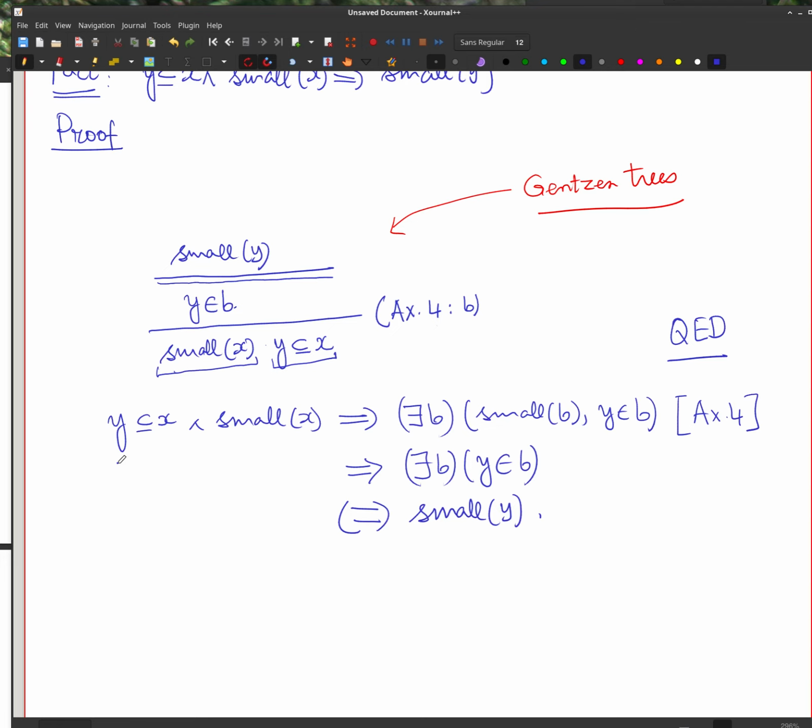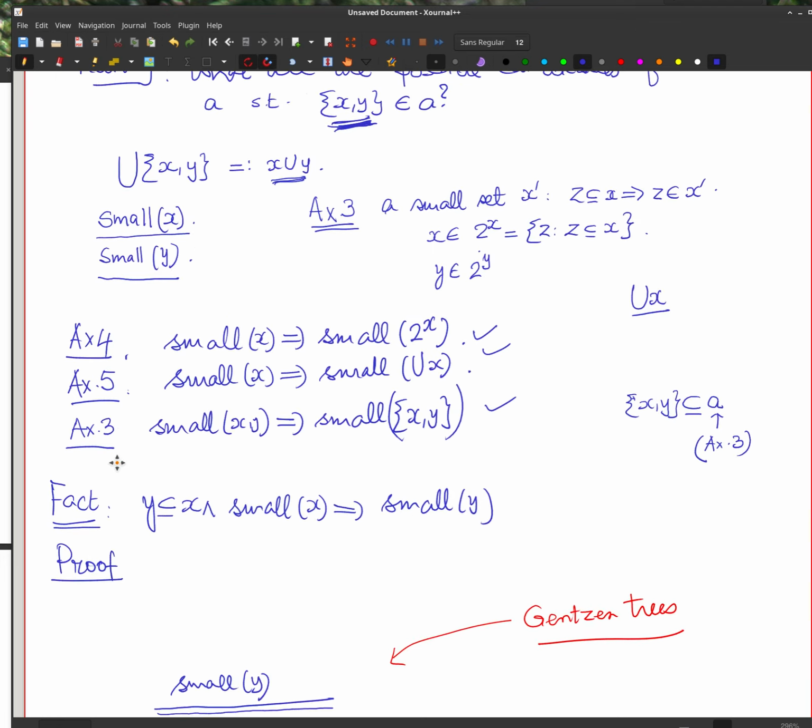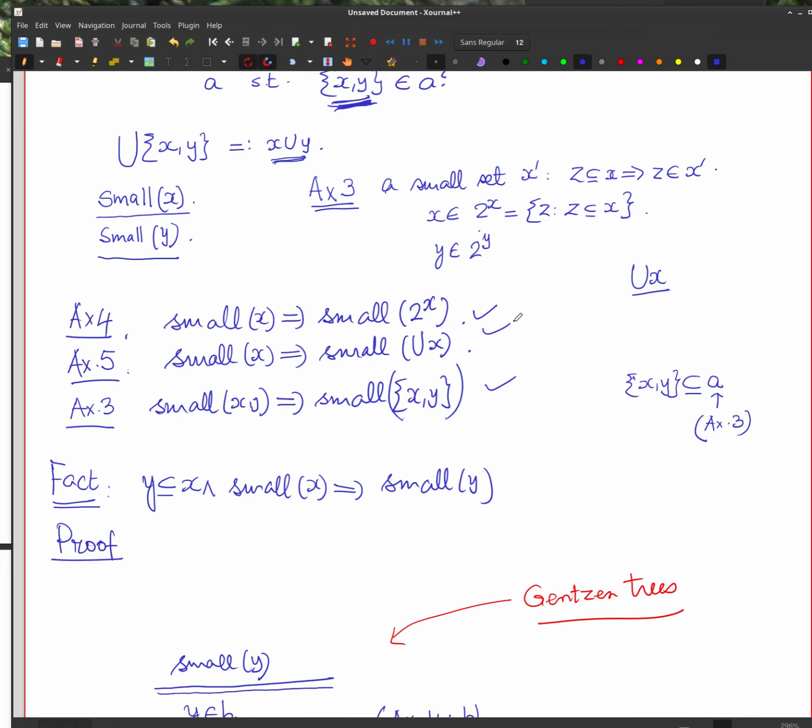Clear? So now, applying this, all these three things are consequences of this simple fact that if you have a small set, then any of its subsets is small. In fact, that I gave as 5.3. Yeah, so you can use 5.3. So that proves the rest. So that is the first part of this first thing.